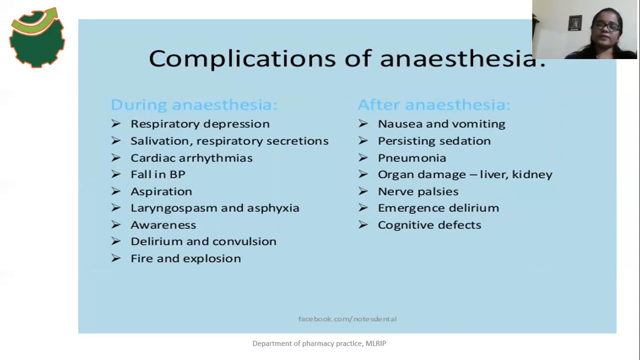Next, the last thing is complications of anesthesia. So what are the complications of anesthesia? Some complications occur during anesthesia and also after anesthesia. During anesthesia, respiratory depression occurs, and salivation and respiratory secretions also occur, and cardiac arrhythmia, fall in BP, aspiration of the inhalation anesthetics, laryngospasm and asphyxia. Asphyxia means improper breathing.